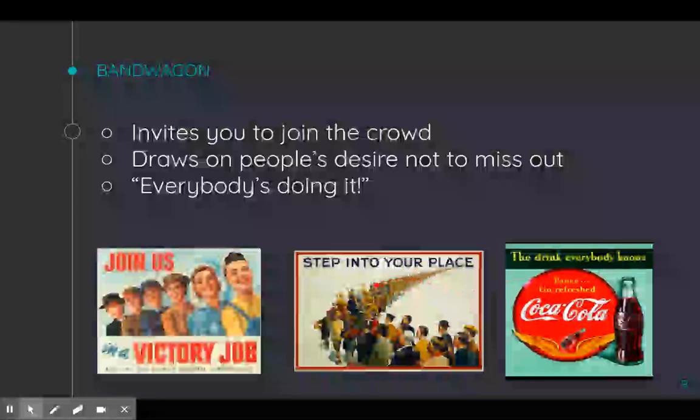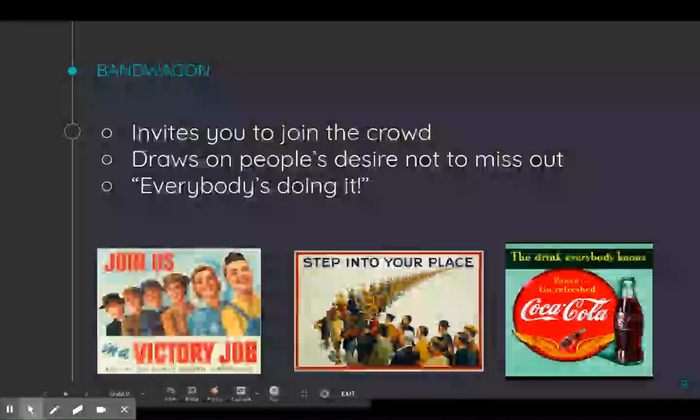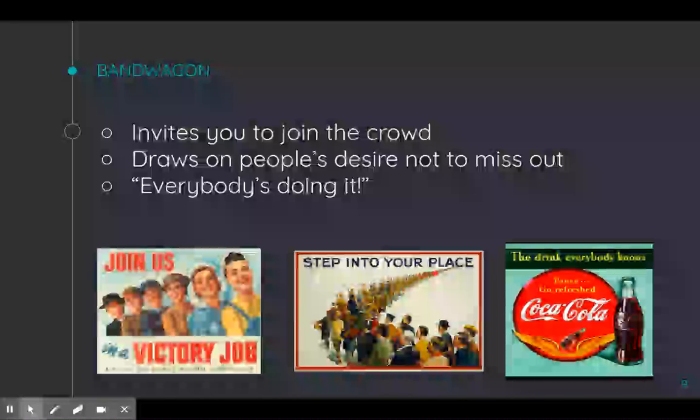Or here, step into your place. Again, this would be an ad trying to recruit people for the army, right? You can see all these people of all these different walks of life, and they're all joining the army to support their country. Same thing here, join us in a victory job, right? So it's all these different types of women, and you should join them too, right? It's just inviting you to join in with the crowd, be part of the crowd, and do what everyone else is doing.